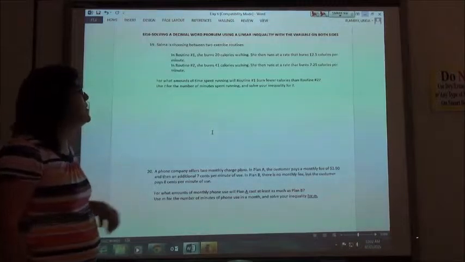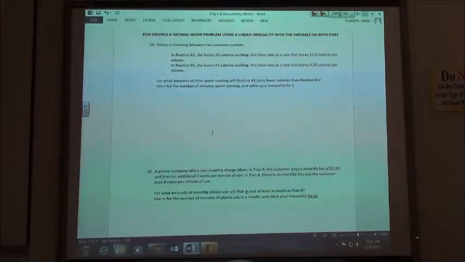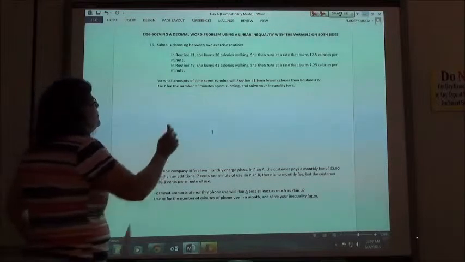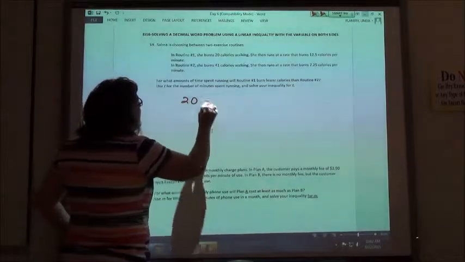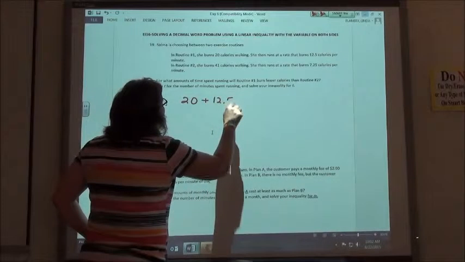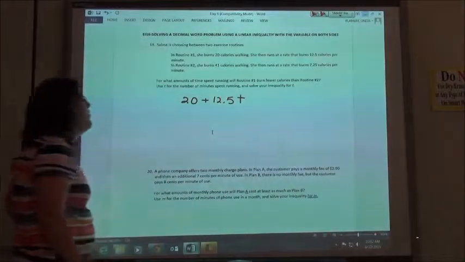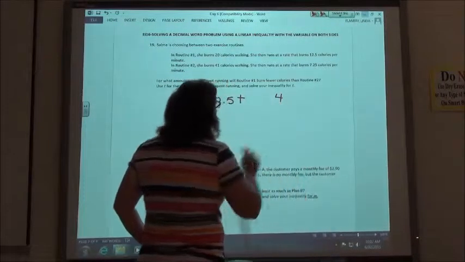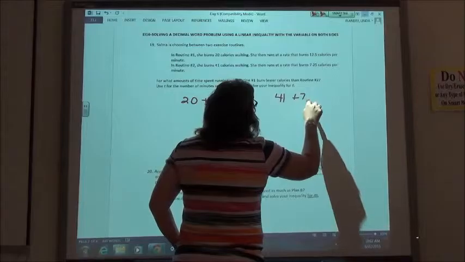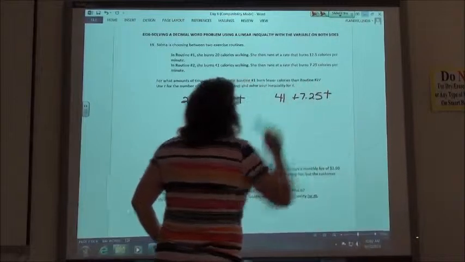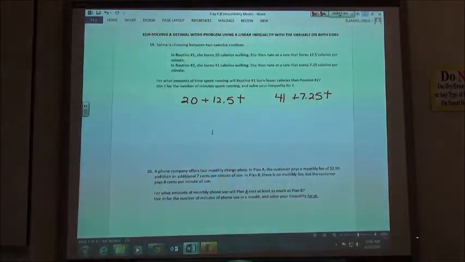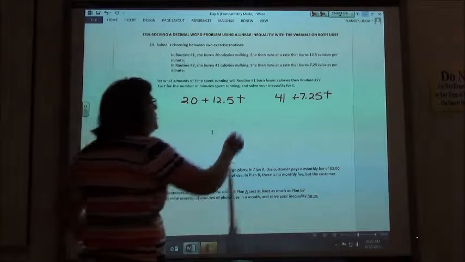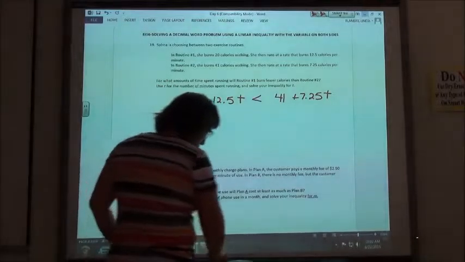So be careful to make sure you use a T, because I always would put an M there, and I've done it a few times, but use the variable they tell you to. So routine 1, 20 calories, then at 12.5 calories per minute, so 12.5 times T. Routine 2, 41 calories walking and 7.25 calories per minute while she's running. We want routine 1 to do fewer than 2, so we want it to be less than 2.